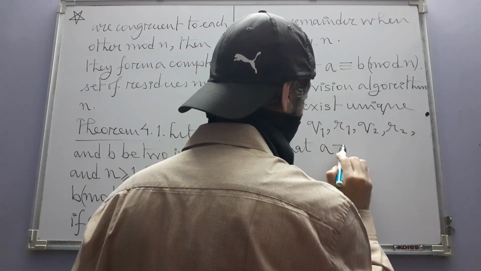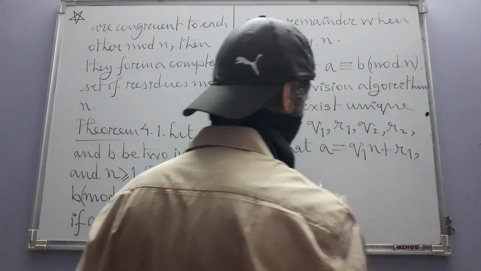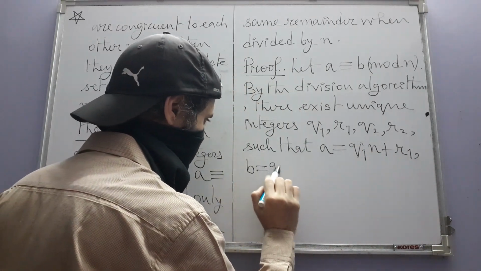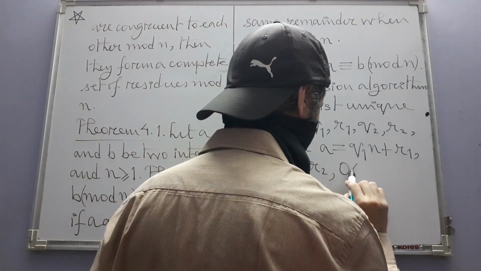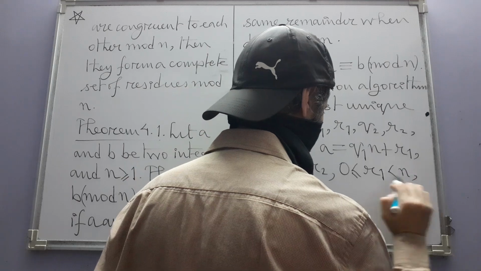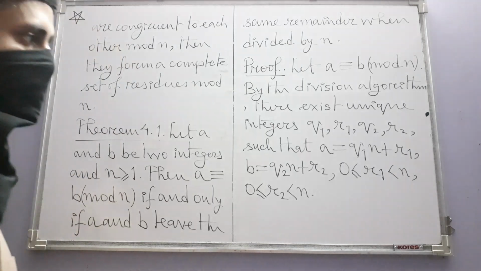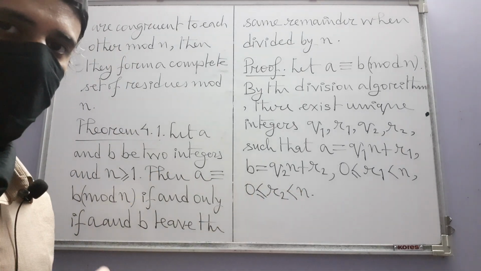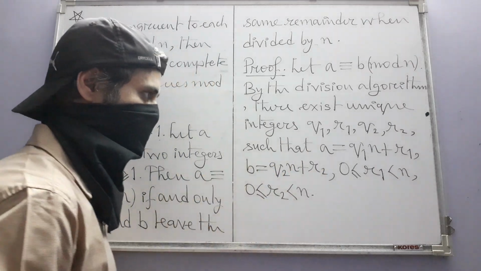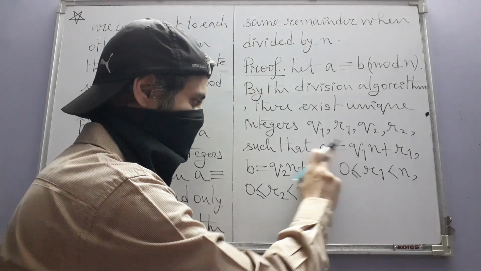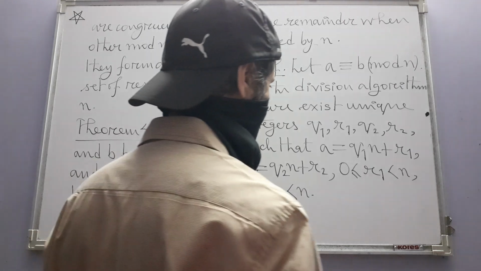A is equal to Q1n plus R1, B is equal to Q2n plus R2, R1 is non-negative and less than n, and R2 is also non-negative and less than n. So we are getting these things from the division algorithm. Loosely speaking, we have divided A and B both by n, and we have got quotient Q1 and Q2 and respective remainders R1 and R2. All right.